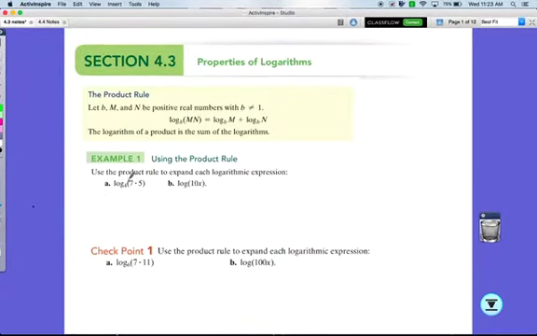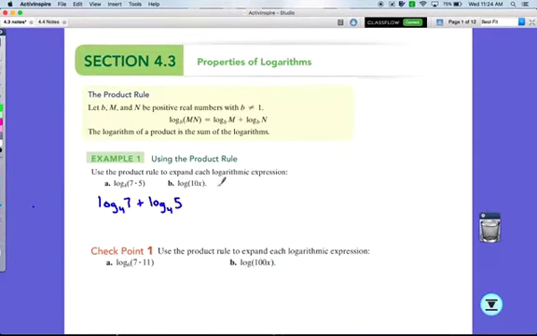The log base 4 of 7 times 5, I could rewrite as the log base 4 of 7 plus the log base 4 of 5. So it's 7 times 5 on the inside of the logarithm, and I can break it out as the log of the 7 plus the log of the 5.